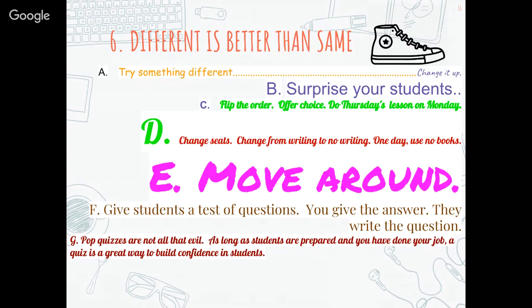Do things differently, change it up, surprise your students, flip the order. There's a variety of things that can help you incorporate this into your class. Change seats, move around, give students a test of questions. Rather than ask for the answer, ask for the question. And pop quizzes aren't all that evil. They're sometimes great fun to show students that they really know things. If we've done our job, we want our students to feel good about it and be confident.